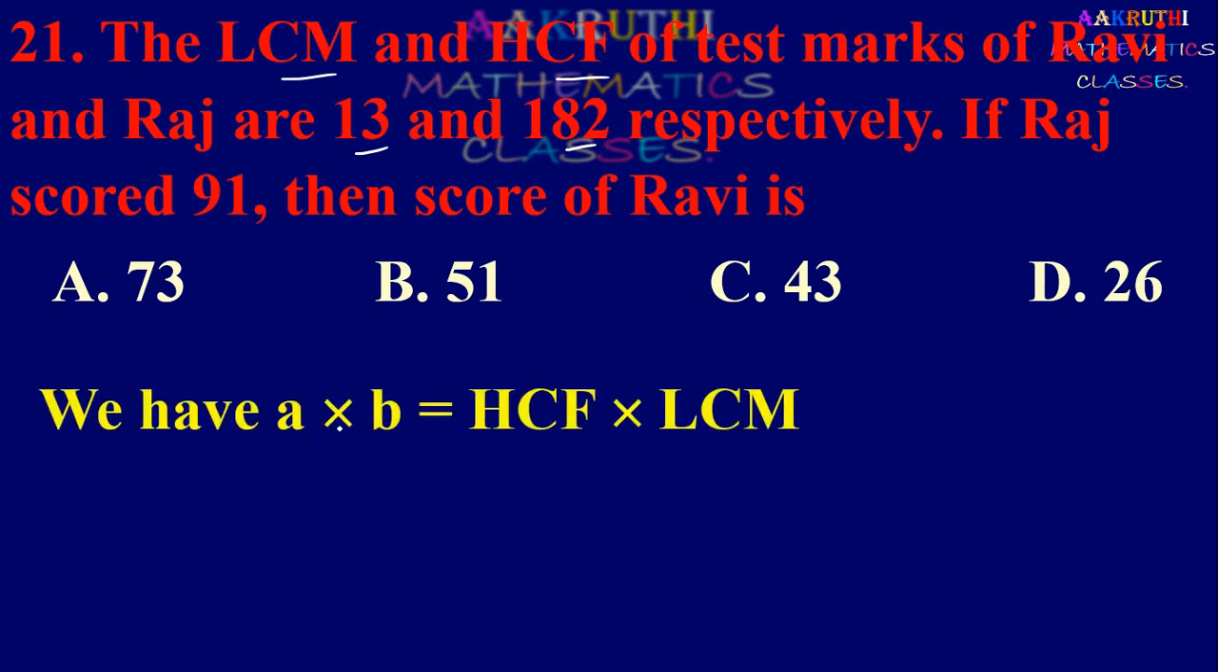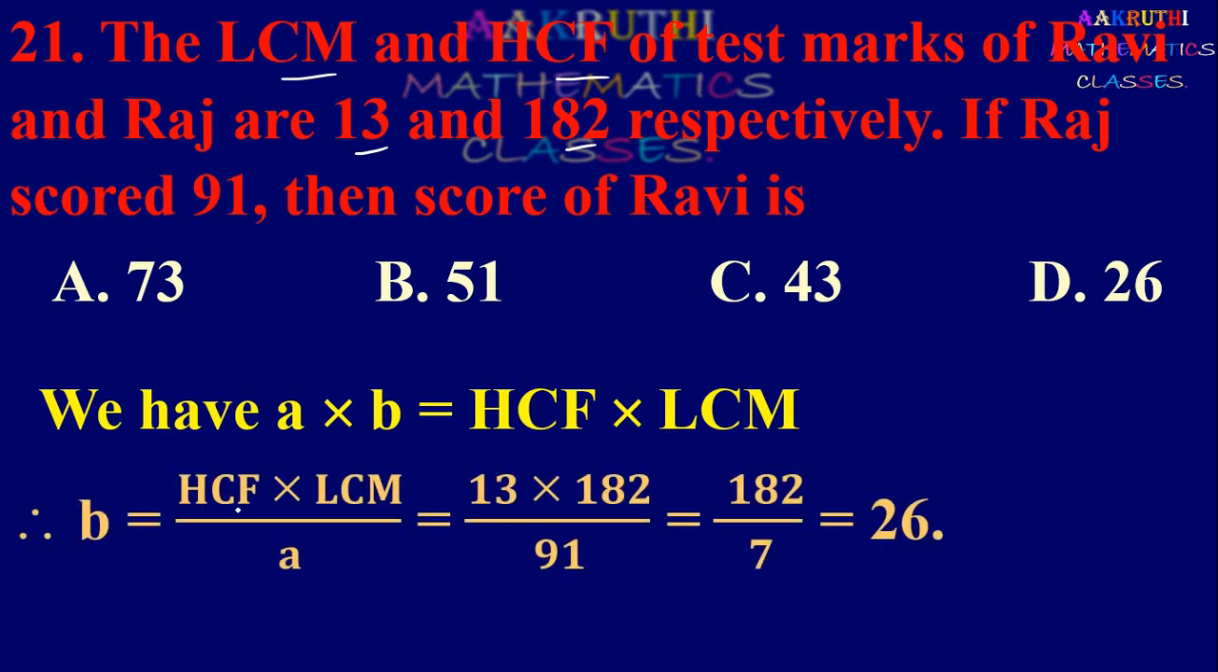So here also we use the property A into B equal to HCF into LCM. So here the B value is HCF into LCM divided by A, which is 13 into 182 divided by 91. That is, HCF is 13, LCM is 182 and marks of Raj is 91. We have to find Ravi's marks, which is 13 into 182 divided by 91.